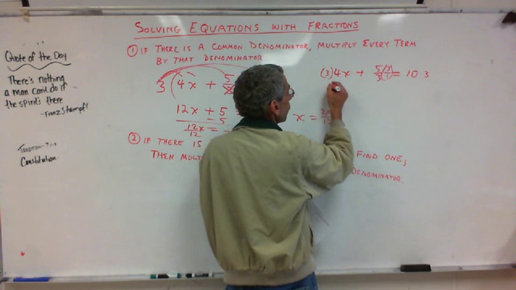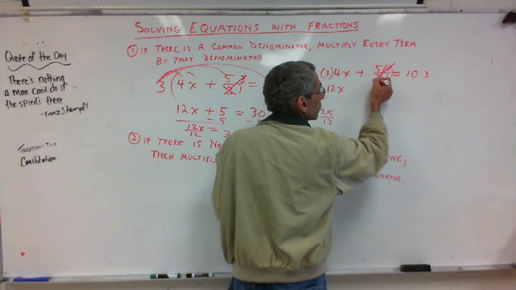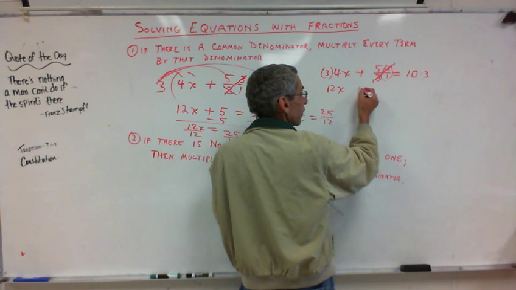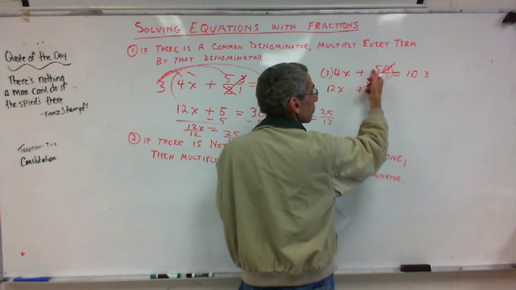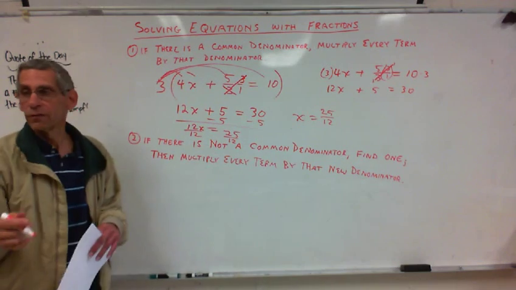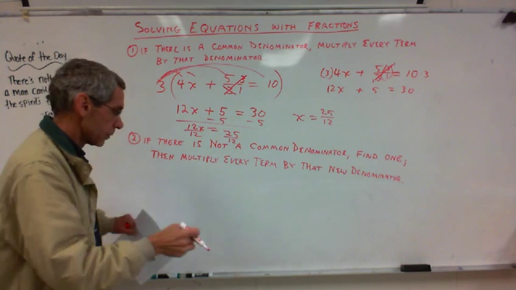So 3 times 4 is 12x. The 3's cross out. 3 goes into 3 once. 3 goes into 3 once. 5 times 1 is 5. 1 times 1 is 1. 5 over 1 is the same as 5. So you just have your numerator. Equals 30. And then you solve it. Okay. I think that's it.